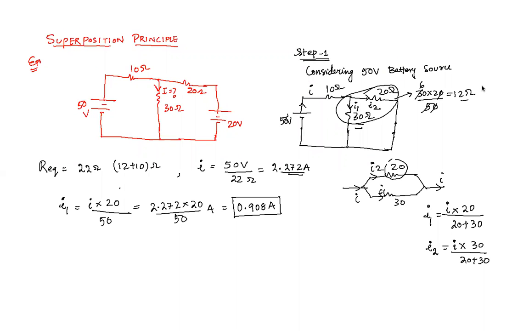And now, second step is what? Second step is considering the 20 volt and making the 50 volt battery source a straight conducting wire or short circuit. And what is the direction of this I1? I'm going to take the direction of I1 over here. It's in the downward direction, right? Direction is important.